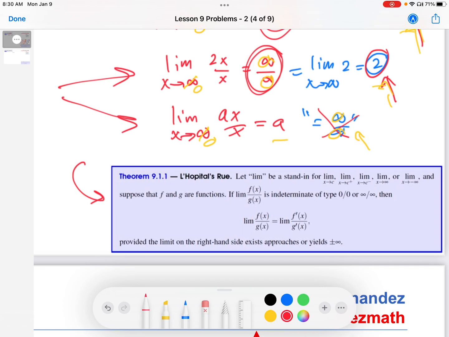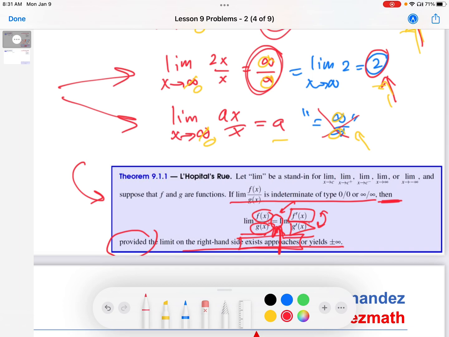But if you are going to use L'Hopital's rule, it says: if you have a limit that's tending to 0 over 0, or infinity over infinity, then here's what you could do. The limit is equal to the limit of the ratio of the derivatives. Let me say that another way. You take the derivative of the numerator, that's f prime, take the derivative of the denominator, that's g prime, divide them, and then take the limit. In other words, you take the limit of the ratio of the derivatives. And that is equal to your original limit, provided the limit on the right-hand side exists or yields plus or minus infinity. I need to edit that wording a little bit.